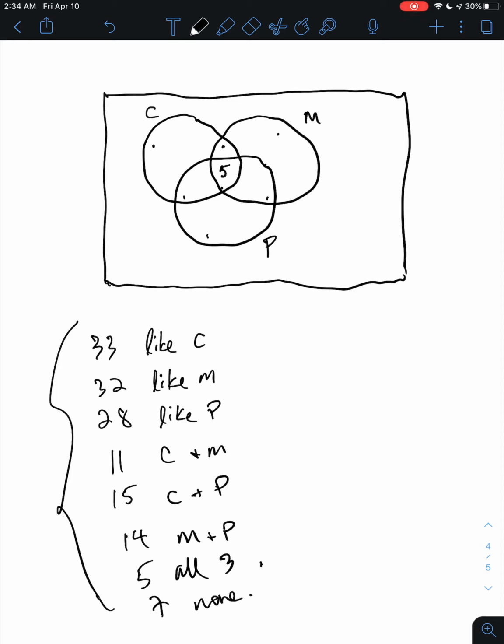Now let's take a look at, say, the Carillon and the Metro. There's 11 students in that category, but I've already counted 5 of them. See, the Carillon and the Metro is this region here. It's kind of moon shape. Okay, there's 5 already counted, so this number has to be 6. 6 plus 5 is 11.